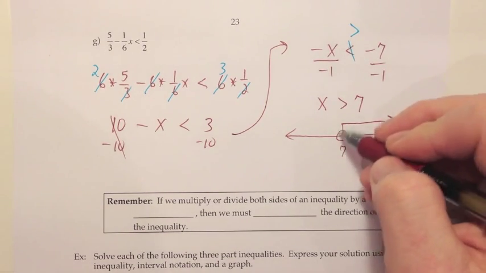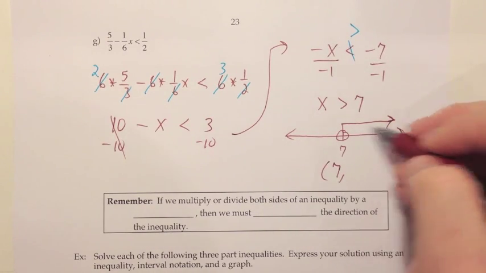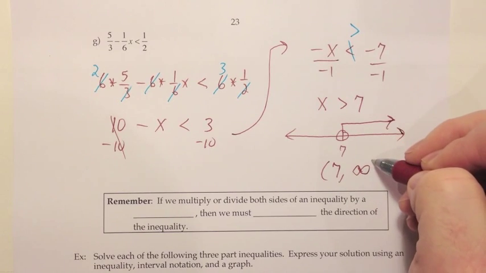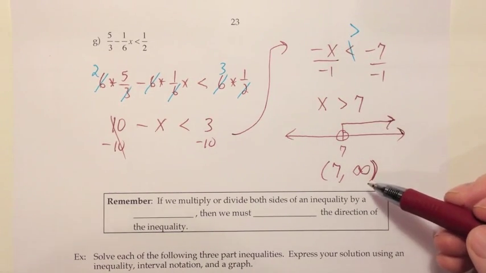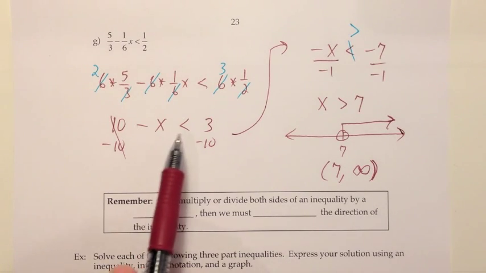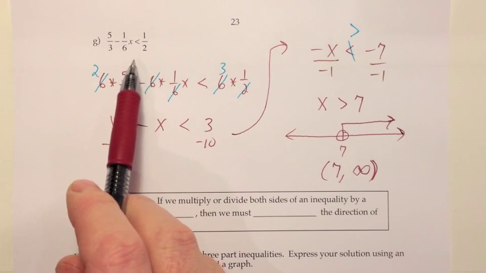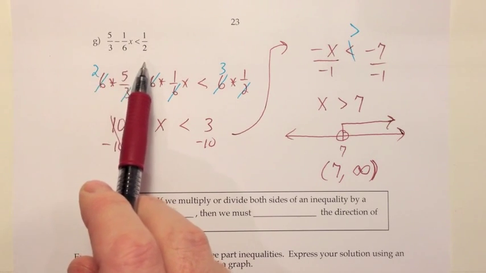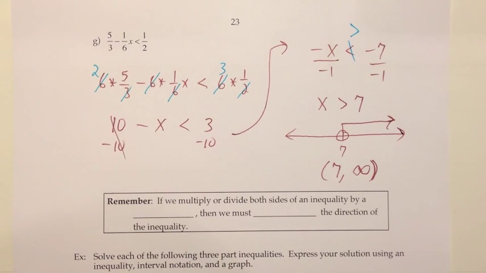Interval notation, left-hand side of the boundary is 7, which is not included. And it goes forever to the right, or to infinity, which is never included. So there's my solution, my graph, and the interval notation. And again, the key step here that makes this an easier problem is to notice the fractions at the beginning, figure out their least common denominator, and multiply every single term by that. That should eliminate all your fractions and make the rest of the work go smoother.